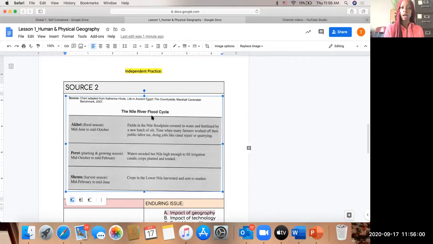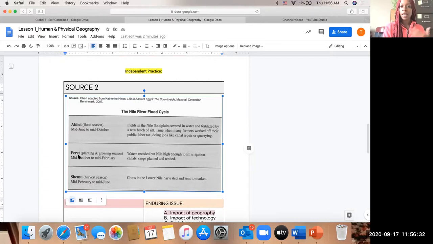So on the start, I'm going to look at the source and understand what I'm looking at. I can see that it's already depicting the cycle of the Nile River flood, because that's the title of it. And it's also depicting life in ancient Egypt. I got that all from just the title and then the source information, all right? So I already know that I'm going to be looking at something that has to do with the Nile River flood in ancient Egypt.